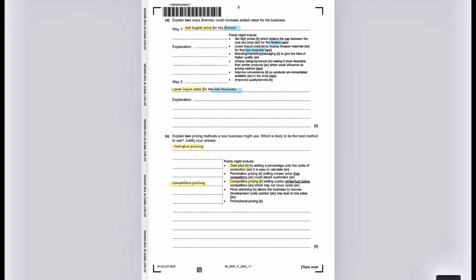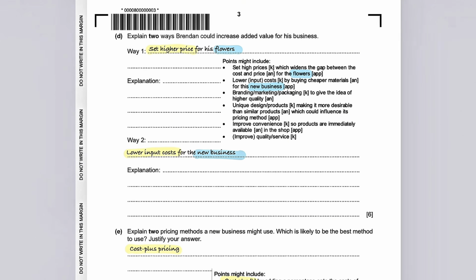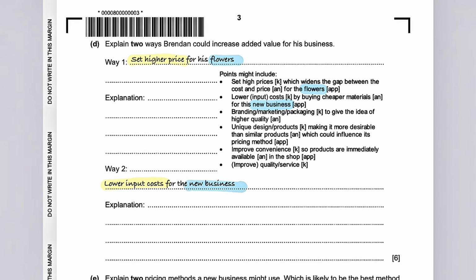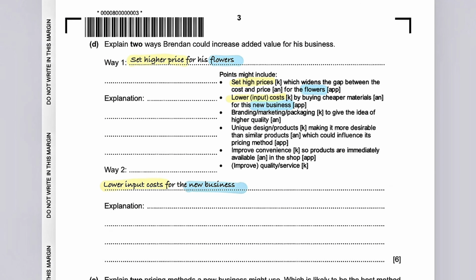Now, for question D and E, this is when things get slightly different compared to my guide for paper 1, link in the description below. For this question, it says explain 2 ways Brendan should increase added value for his business. The strategy for this question is to mimic question C, and this is how I'm going to answer it.